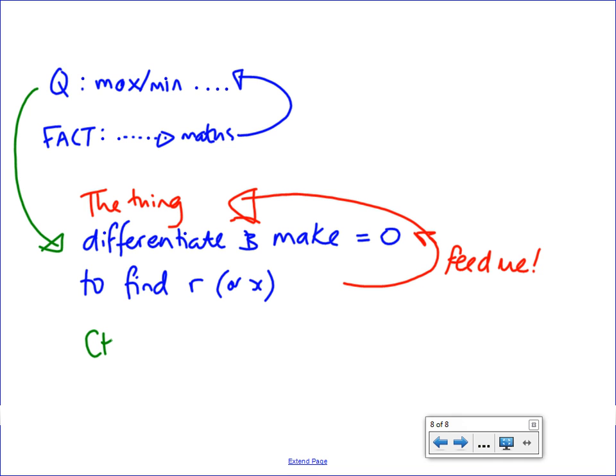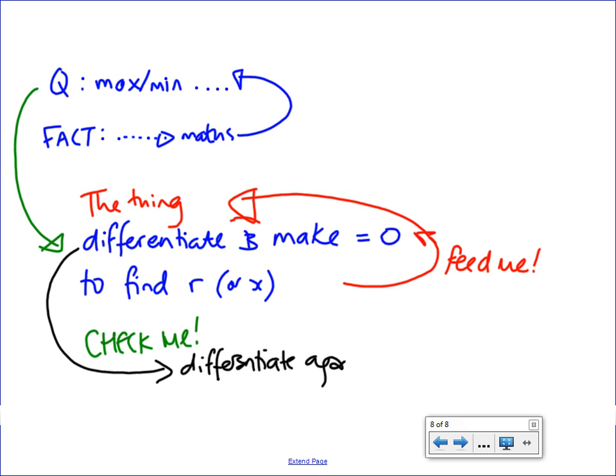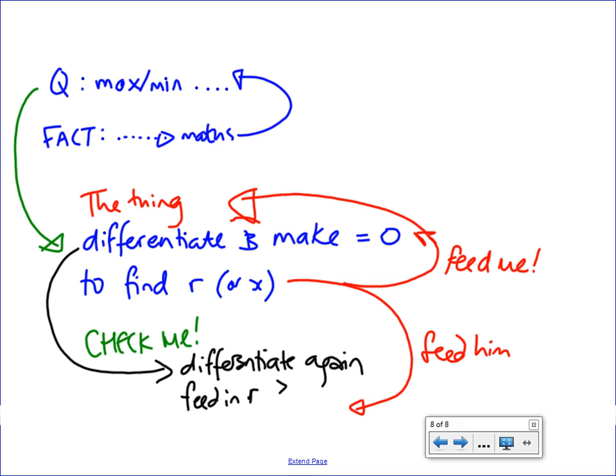But we need to check if it's a maximum or minimum. So we have to differentiate the derivative. And then we have to get our value again, but now feed it into the second derivative to test. And if we get something bigger than naught, we know it's a minimum. And if we get something smaller than naught, we know we found a maximum.